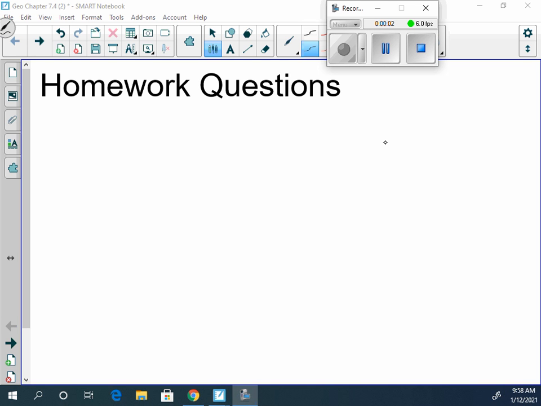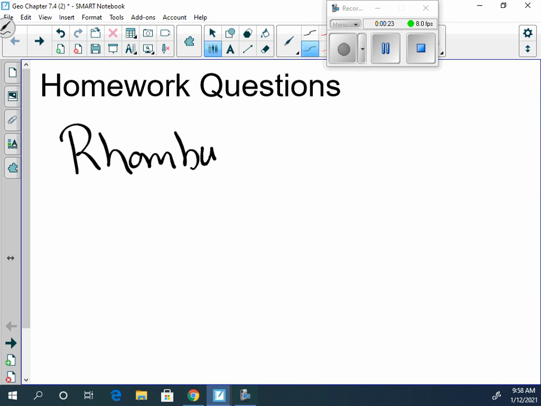We're going to look at chapter 7.42. Now, I broke this up into two sections because, well, what we did yesterday is we really talked about special parallelograms. We talked about rhombuses, rectangles, and squares. So a rhombus is a four-sided figure, two sets of parallel lines, but all the sides are congruent.